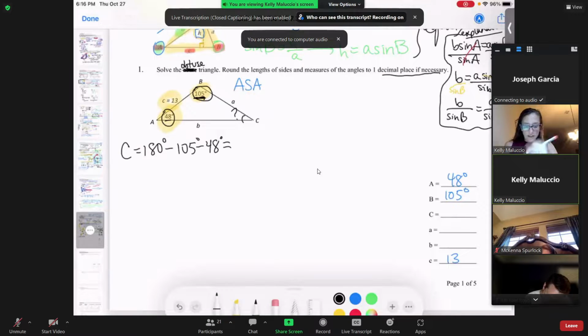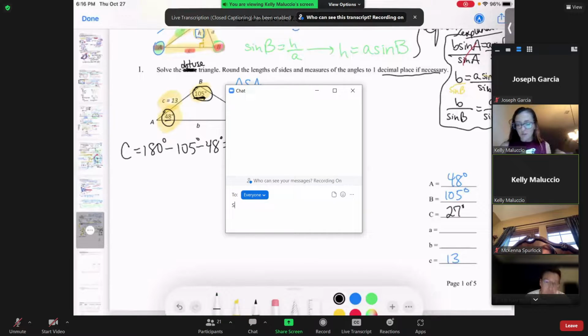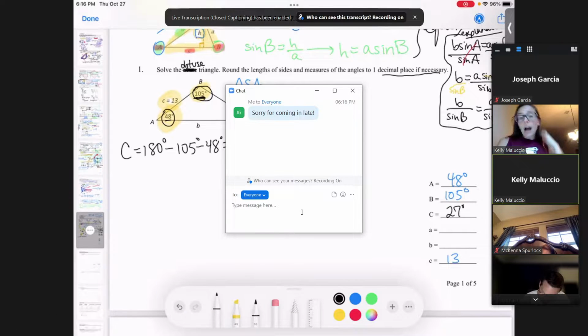When I subtract all of this, I should get 27 degrees. So this, I can fill in 27 degrees. Great. Now, I want to use, oh yeah, no problem.